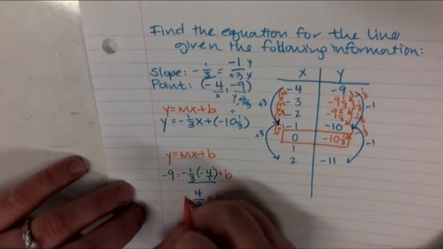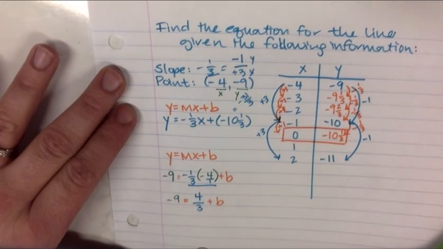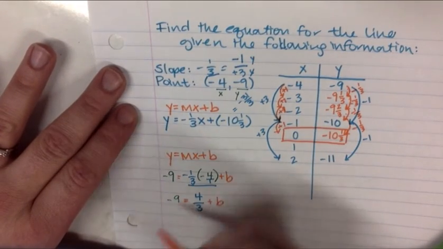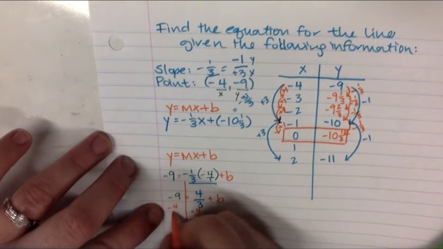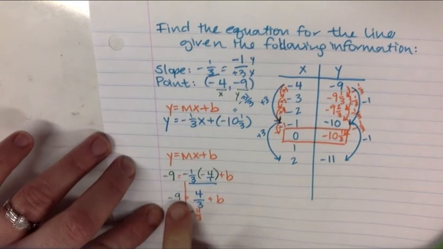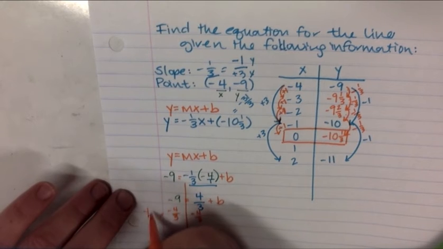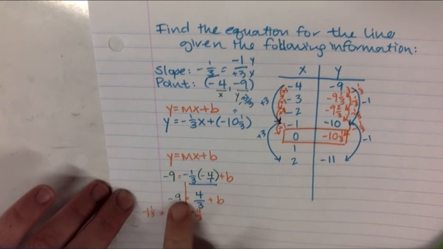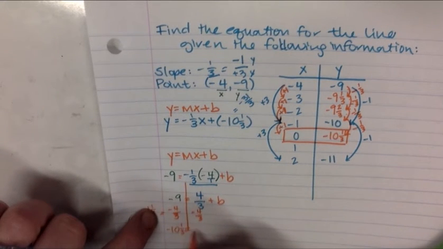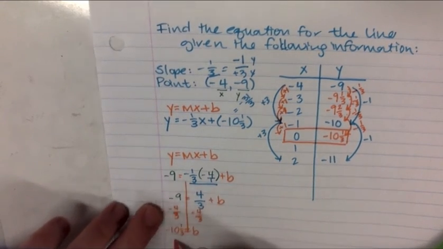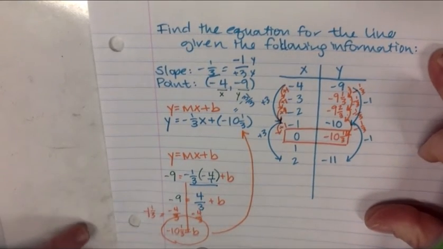I still have this negative 9 on this side. And now I can subtract this 4/3 from both sides. Negative 9 minus 4/3. 4/3 is essentially 1 and 1/3. Negative 1 minus negative 9 is negative 10. Still have 1/3 is equal to b. So I got the exact same y-intercept as I did when I made my table.